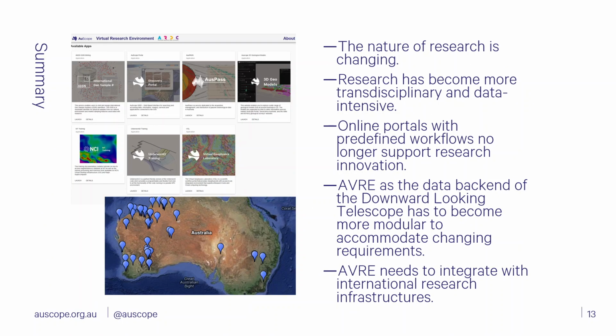In summary, the nature of research is changing. Research has become more transdisciplinary and data-intensive. Online portals with predefined workflows no longer adequately support research innovation. AVRE, as the data backend of the downward-looking telescope, has to become more modular to accommodate changing requirements as research progresses. AVRE needs to integrate with international research infrastructures to increase its impact at home and abroad.